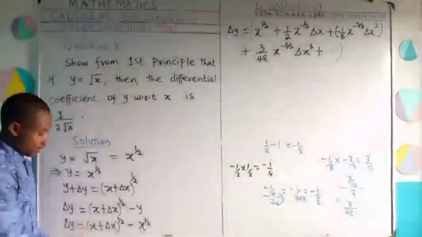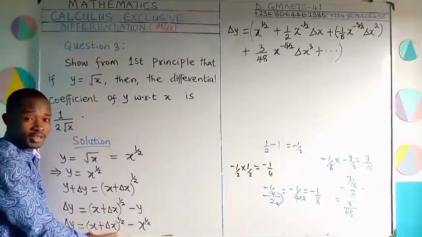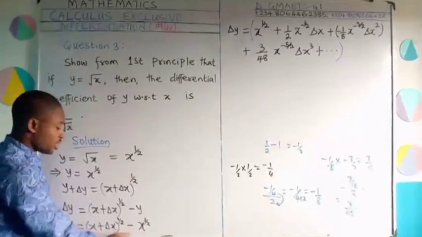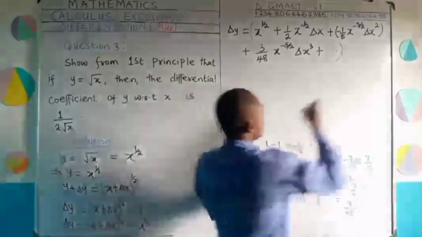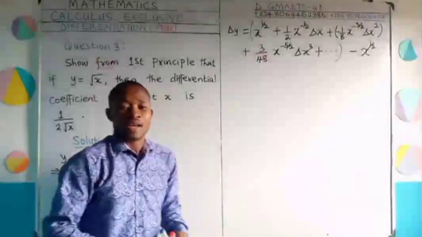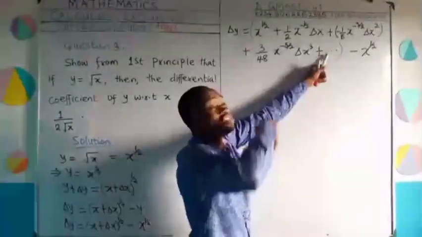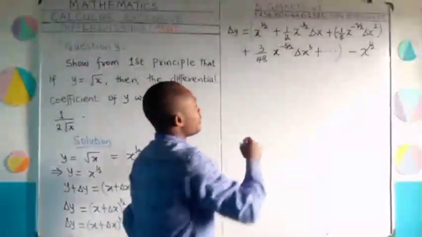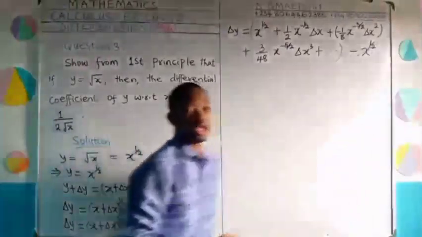But please, come with me. All these things I've been doing is just the expansion of this term, x plus delta x raised to power half. Remember that this whole term is minus x raised to power what? Half. So you write minus x raised to power 1/2. At this point, let us look at what we have. If you open up these brackets, like I said, this thing continues to nowhere, but I have to stop there. This x raised to power half will cancel this minus x raised to power half, they go off.